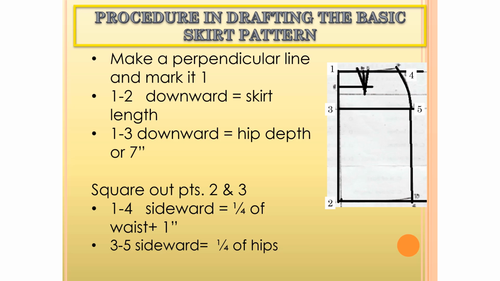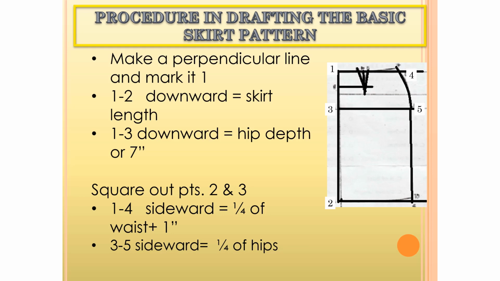1 to 4 is sideward. 1 to 4 sideward is 1/4 of the waist plus 1 inch. So if your waistline, for example, is 28 inches, you divide it into 4. That is 7 plus 1. So you will measure 8 inches on 1 to 4, if your waistline is 28. Again, you divide the waist into 4 and add 1 inch for 1 to 4.